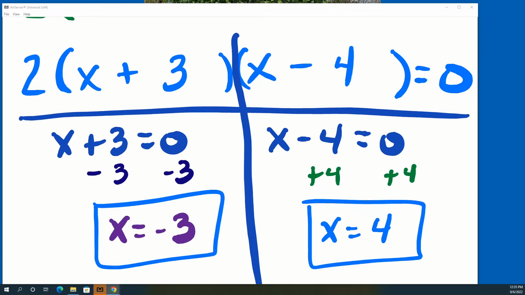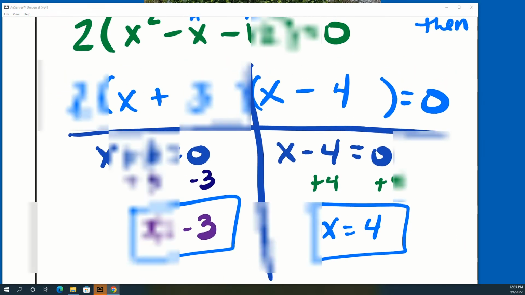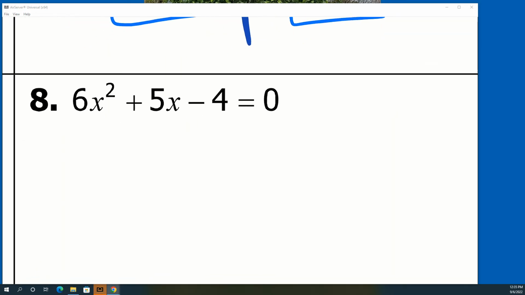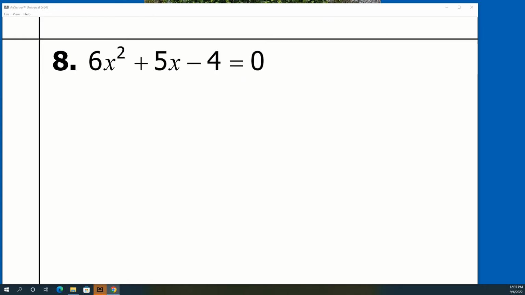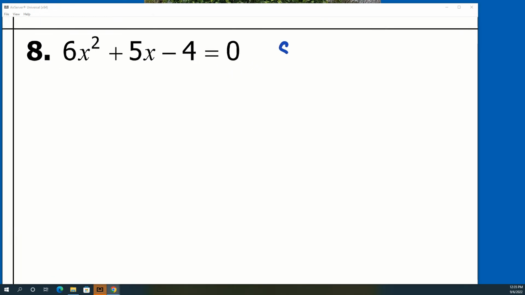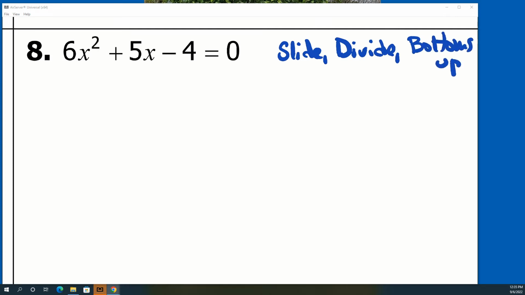Are you okay? Okay. I know it's the case because there's not a common factor and there's a number in front of x squared. All right, so this one's going to be slide, divide, bottoms up. Now on your quiz, a lot of people got this almost right. Like they would get to a certain point on it and then they wouldn't really know what to do. So hopefully today we can get everybody being able to do all the steps.